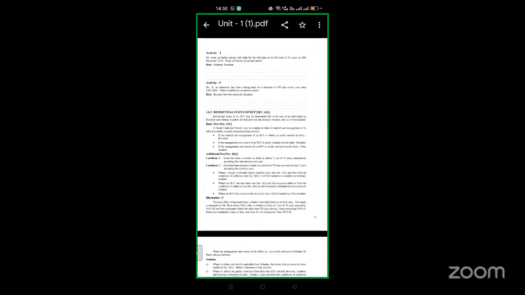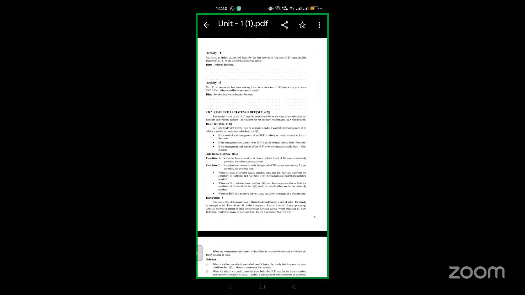It's called resident. Suppose the management and control of HUF is partial, only partial, then also they're considered resident. Suppose the management and control is totally outside India, in that case it will be treated as non-resident. And here also for residential status of an HUF, they have additional tests. That is two additional conditions.